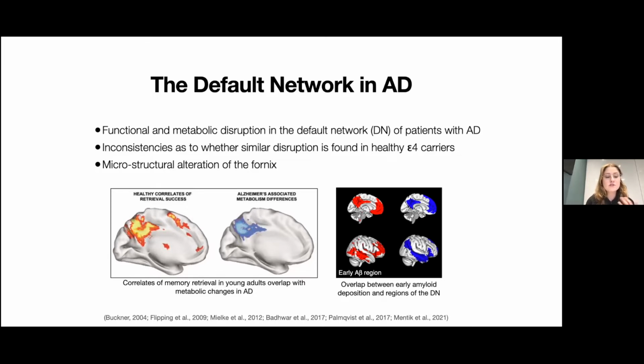In addition to disruption of the default network, changes in the microstructure of the fornix, which is the main output tract from the hippocampus to the association cortices, have been reported in individuals at risk of Alzheimer's disease before the onset of clinical symptoms. Damage to the fornix was subsequently identified as an accurate predictor of progression from mild cognitive impairment to dementia, and could potentially represent a link by which subcortical regions of the hippocampus and neocortical regions of the default network are together affected in Alzheimer's disease.